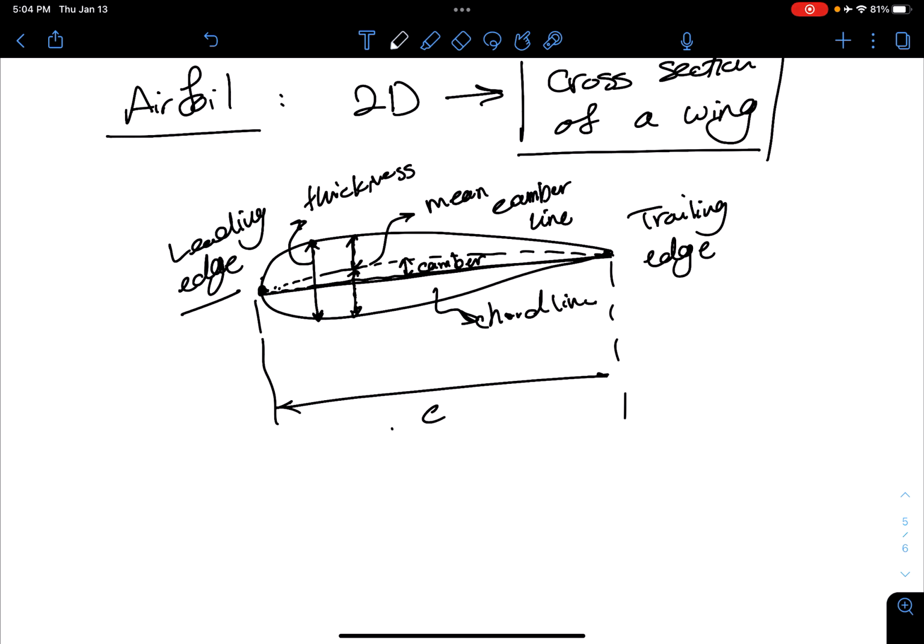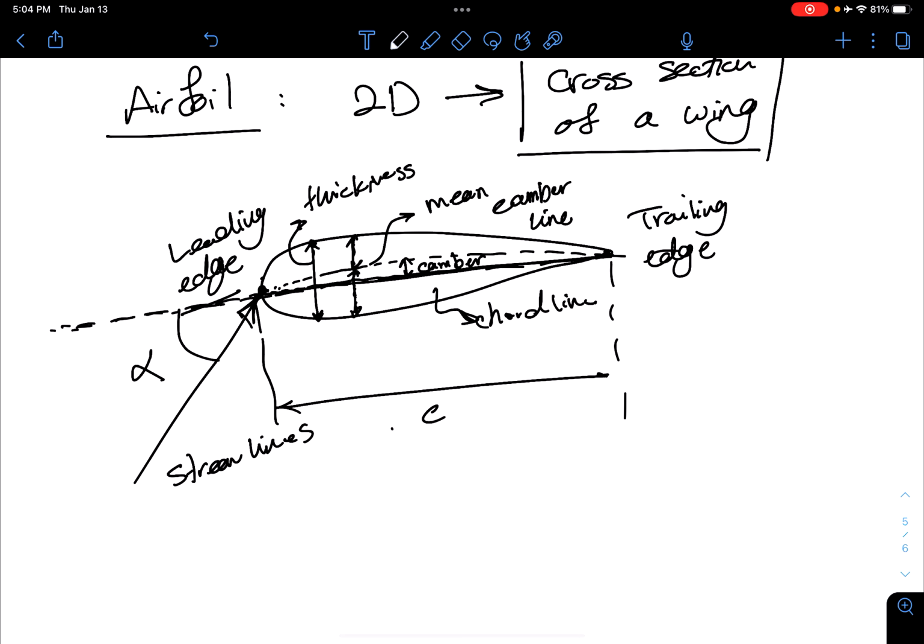And there is one important parameter that we need to discuss here, and that is the angle of attack. Angle of attack is the angle between the free stream, let's call it streamlines, streamlines of the flow, and the extension of the chord line. So if you extend the chord line, the angle at which it cuts the incoming flow is called the angle of attack, or alpha.